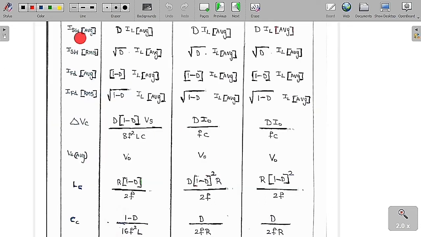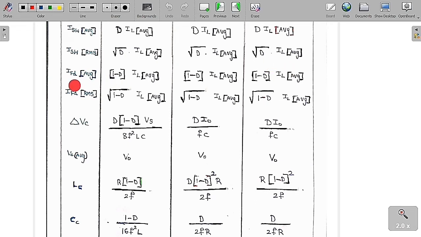The average value of the switch current in the buck converter is D into IL average, in the boost converter it is D into IL average, and in the buck boost converter it is D into IL average. The RMS value of the switch current in the buck converter is root D into IL average. Similarly, in the boost converter and in the buck boost converter, it is root D into IL average.